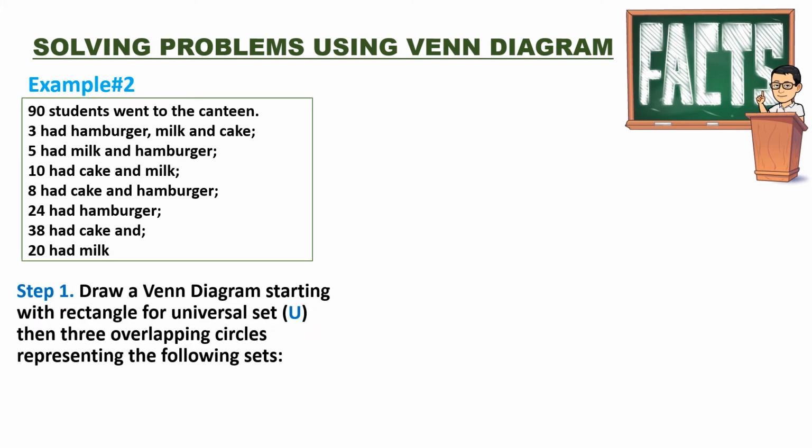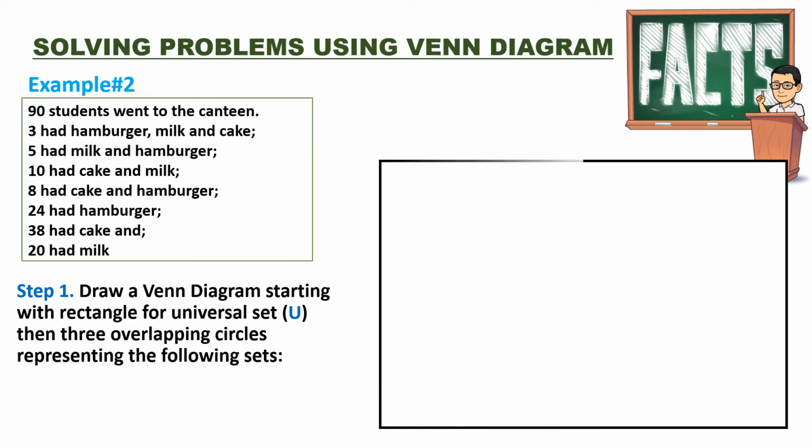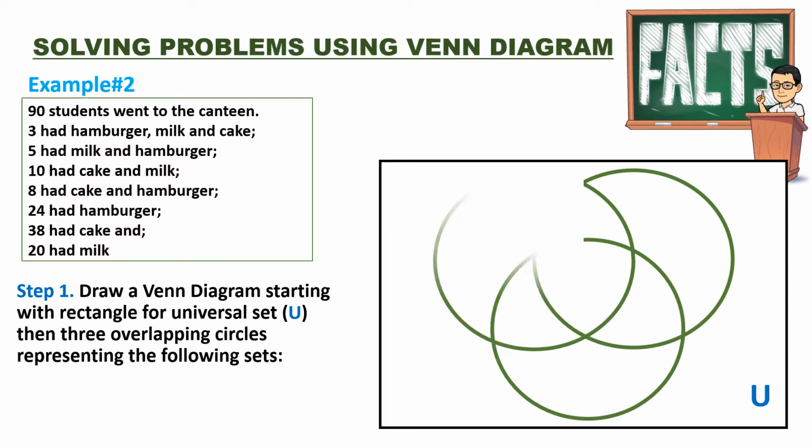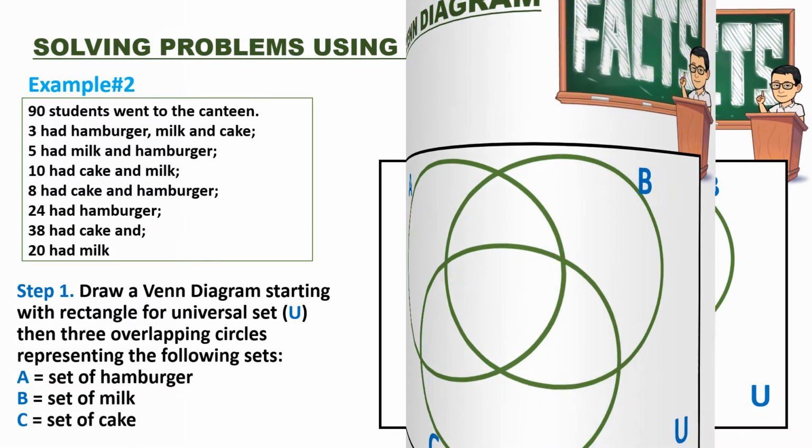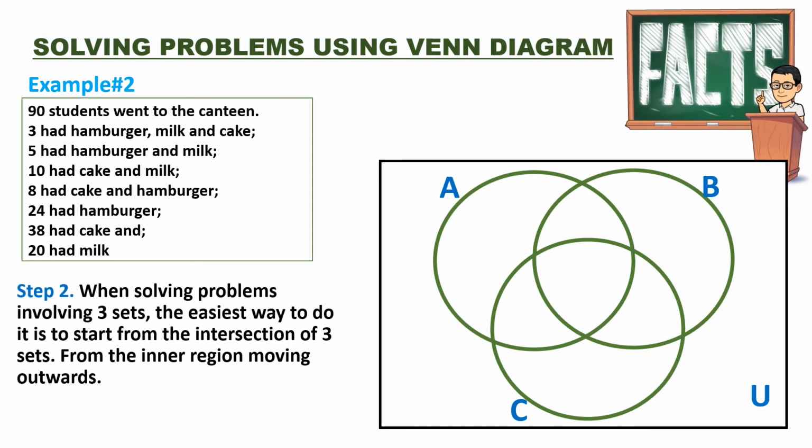Step 1, we have to draw a Venn diagram starting with rectangle for universal set U. Then 3 overlapping circles to represent the following sets. Set A for hamburger, set B, set of milk, set C, set of cake. Step 2, when solving problems involving 3 sets, the easiest way to do is to start from the intersection of 3 sets, from the inner region moving outwards.